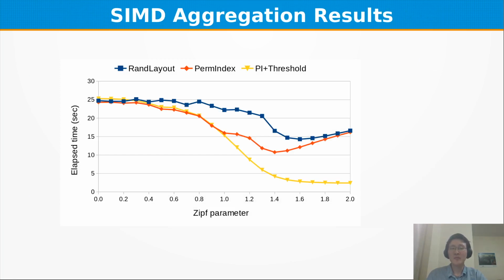Here are the microbenchmark results for SIMD aggregation. Comparing the blue and red curves, we can see that permutation indexes perform better than the baseline. However, for both methods, we need to resolve conflicts, and there is a significant overhead at high skew when the parameter is close to 2.0. Using the threshold-based approach, we can solve this conflict resolution problem, and the yellow curve shows the best performance at high skew.